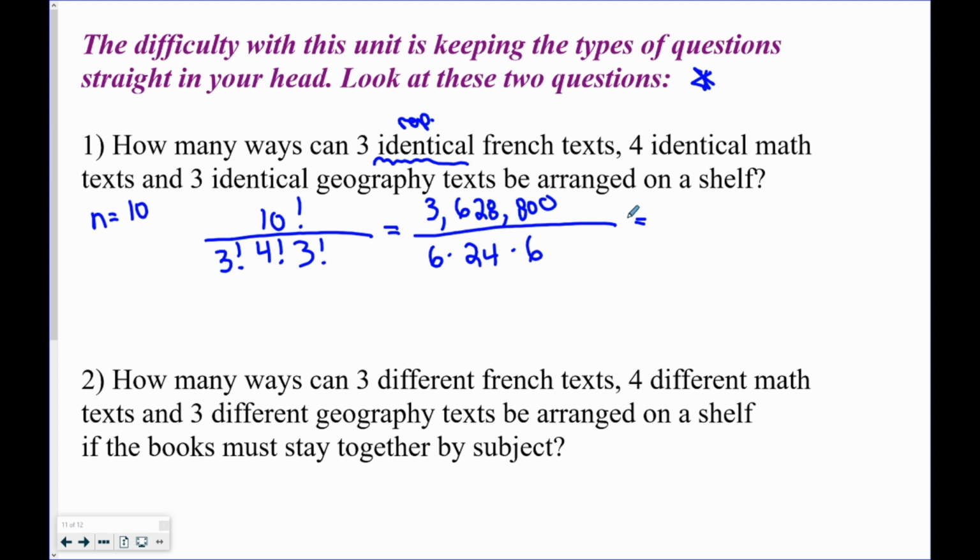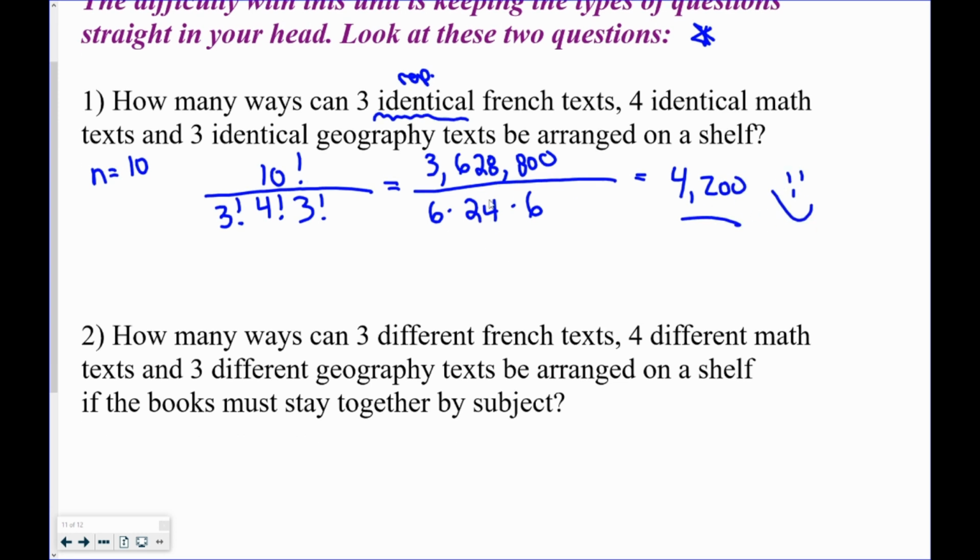So I'm going to divide by basically 6 times 6 times 24. And there we go. You get 4,200. Wow, so many ways.